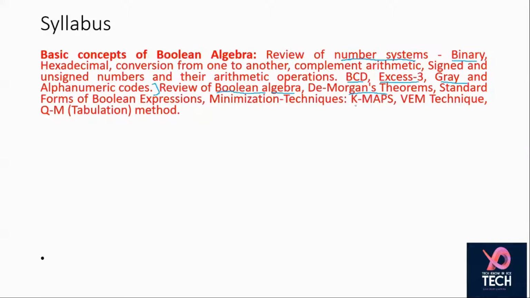That involves K-maps, variable entered mapping technique, and QM tabulation method. So these are the various things of this particular unit. It will take around 3 weeks to get this unit completed, as we have only 3 online lectures. This is a good exposure, and this is the basic of digital electronics. If you are aware of these things, then there will be no problem in the coming units.